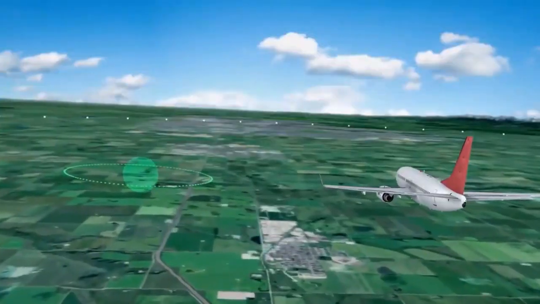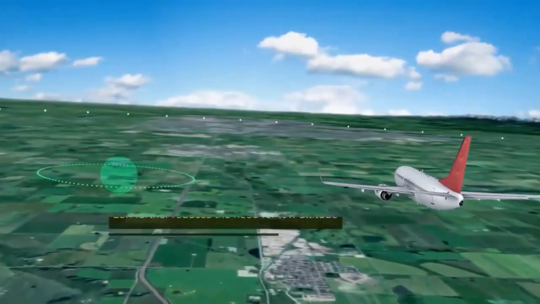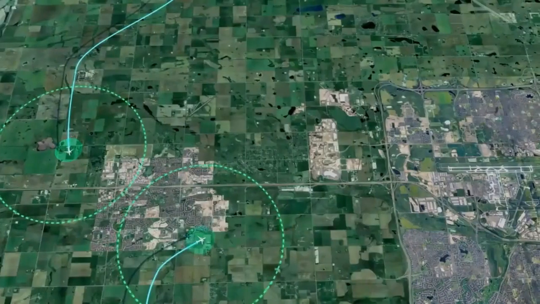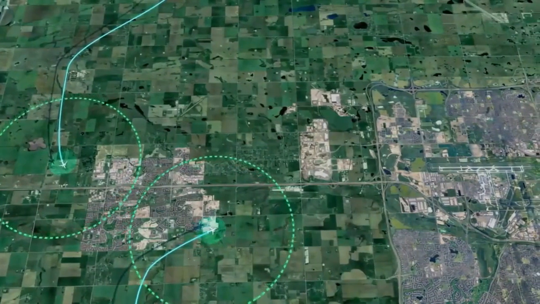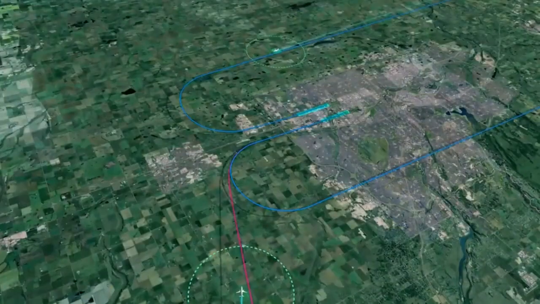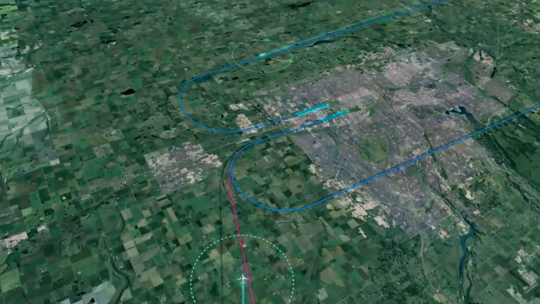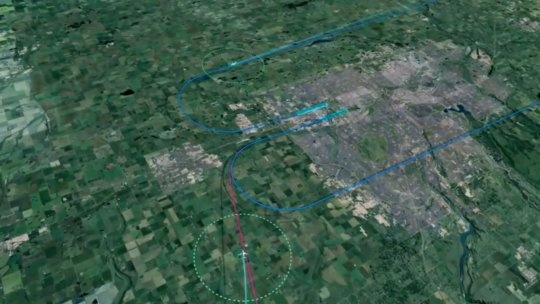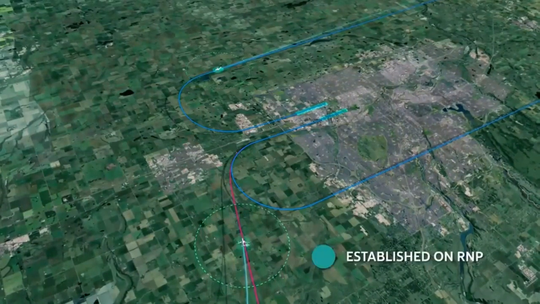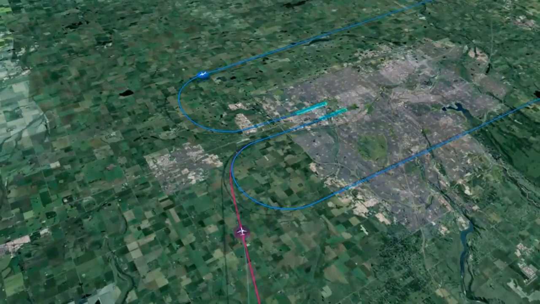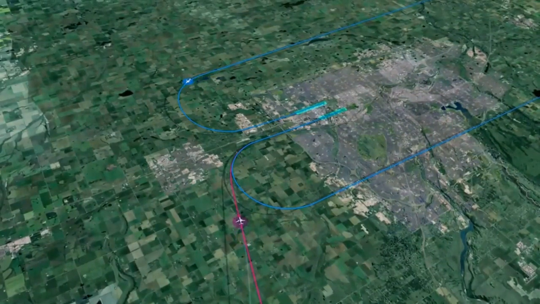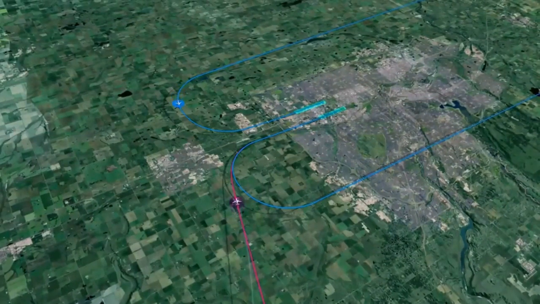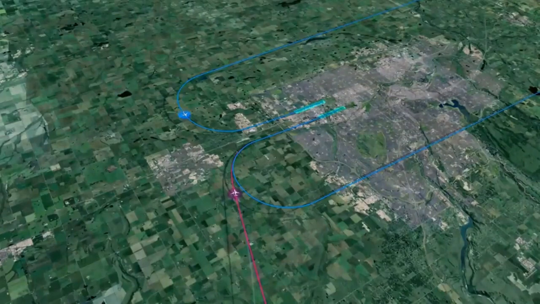As a result, some aircraft operating to parallel runways at busy airports are required to fly a low-altitude level segment or longer trajectory to provide safe separation and sequencing. With the new established on RNP standard, aircraft will be considered established on final as soon as they commence the RNP procedure. This will improve how traffic is integrated to parallel runways, while increasing the use of quieter continuous descent operations associated with RNP procedures, and further reducing the need for low-altitude level segments for some aircraft.